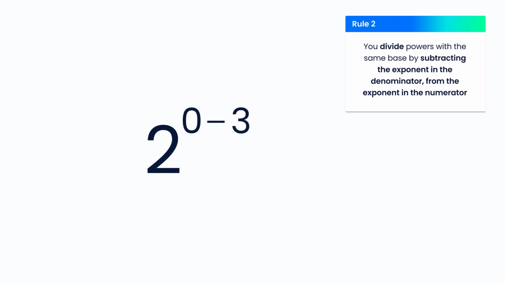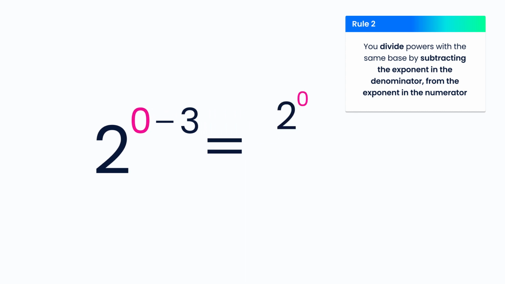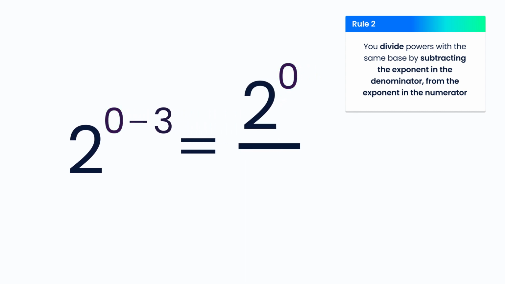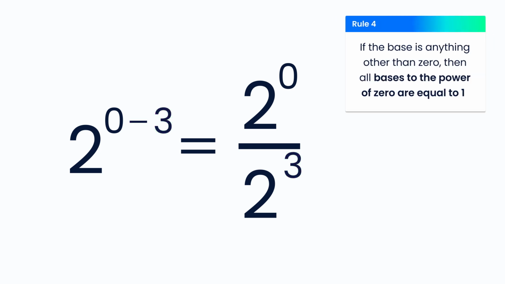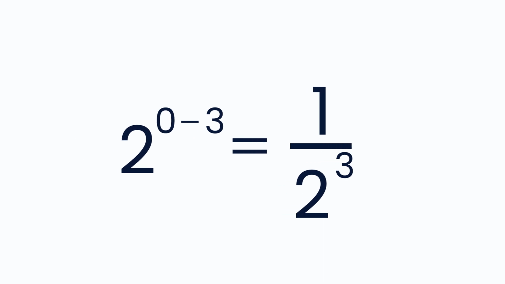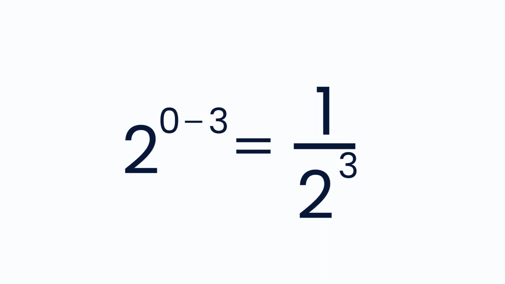Recall that using Rule 2 in reverse, you can write this as a fraction with 2 to the 0th power in the numerator and 2 cubed in the denominator. Then, using Rule 4, you know that 2 to the 0th power is equal to 1. Thus, you now have 1 over 2 cubed. This also demonstrates the reason why the numerator is equal to 1 in these cases. So, 2 to the power of minus 3 equals 1 over 2 cubed.